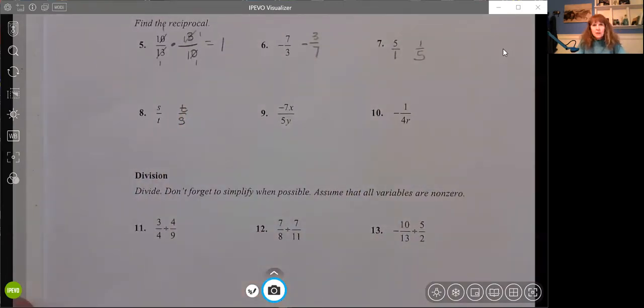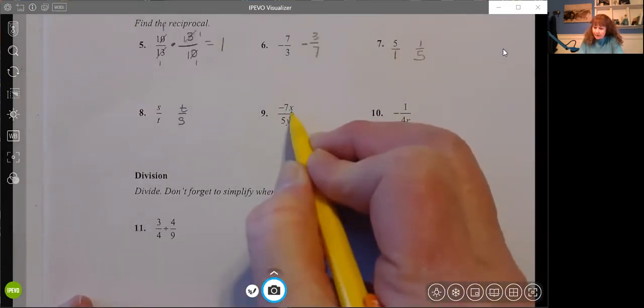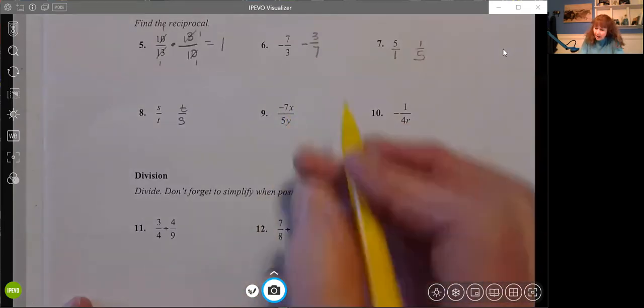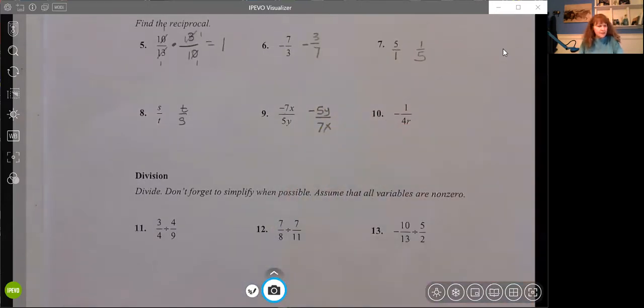Knowing this, you can get quite a few of the problems done on this assignment. I think there's like 5 or 6 of these. Here, the reciprocal of -7x over 5y is -5y over 7x. It doesn't really matter where you put that negative. I'm just keeping the negative in the numerator, but you can put it in the middle with the fraction bar, or keep it with the 7x, as long as you have the negative somewhere.